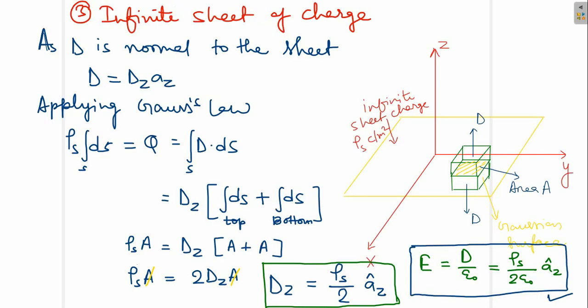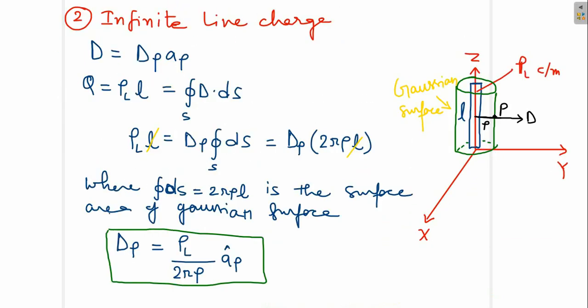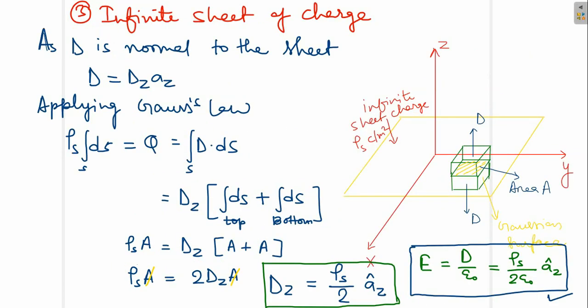Hello dear students, in the last class we had discussed the application of Gauss law and we had determined the electric flux density due to the point charge, due to the infinite line charge and infinite sheet of charge. Now today we shall continue this topic and today we will discuss the application of Gauss law for the uniformly charged sphere.